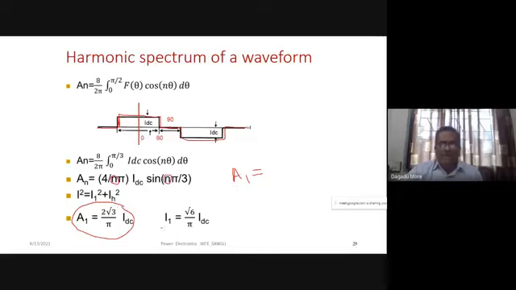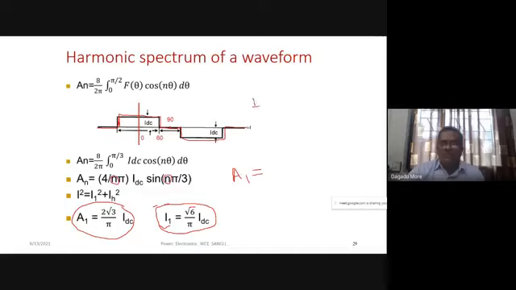Now this is the peak amplitude. We want I1, that is the RMS value of the fundamental, so divide by root 2. I1 is the RMS value of the fundamental component of current. It will be root 6 by pi into IDC.